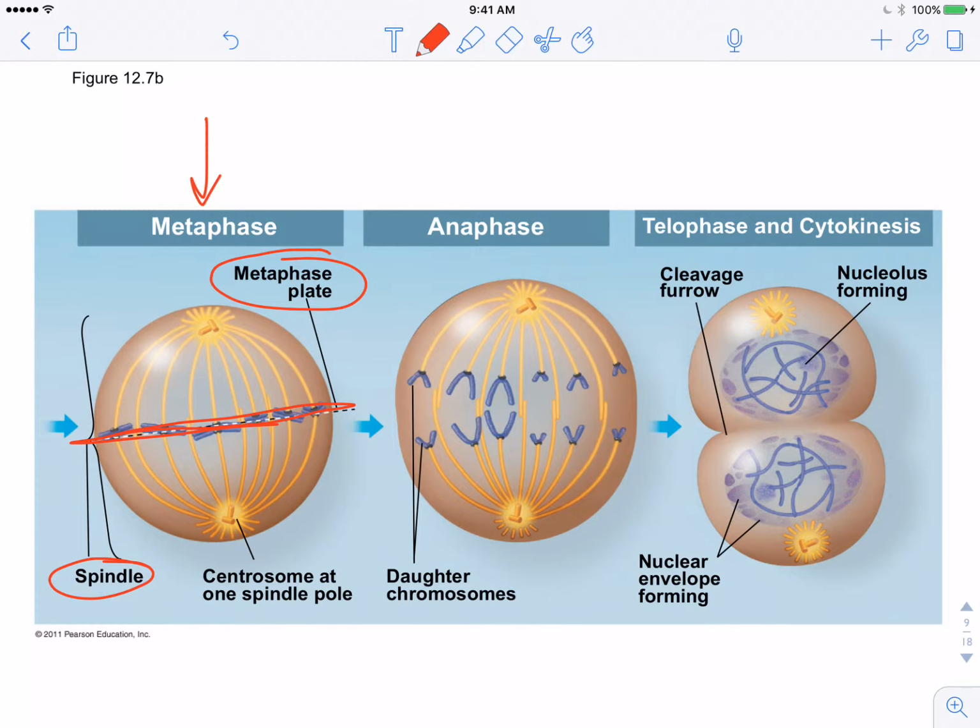So once we have all the chromosomes lined up at metaphase, the cell can move into anaphase, where the sister chromatids separate.